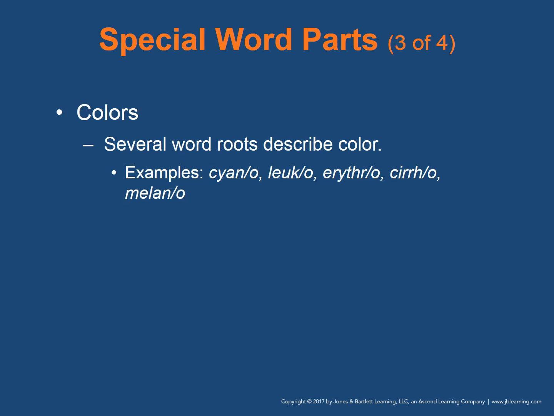So colors, several word roots describe colors. Example, cyano, right? Cyano would be blue. Cyanosis, bluish discoloration of the skin. Leuco would be white, like leukocyte. Right? They have elevated leukocytes, which would be elevation of white blood cells for infection. Erythro, red, right, for red blood cell.